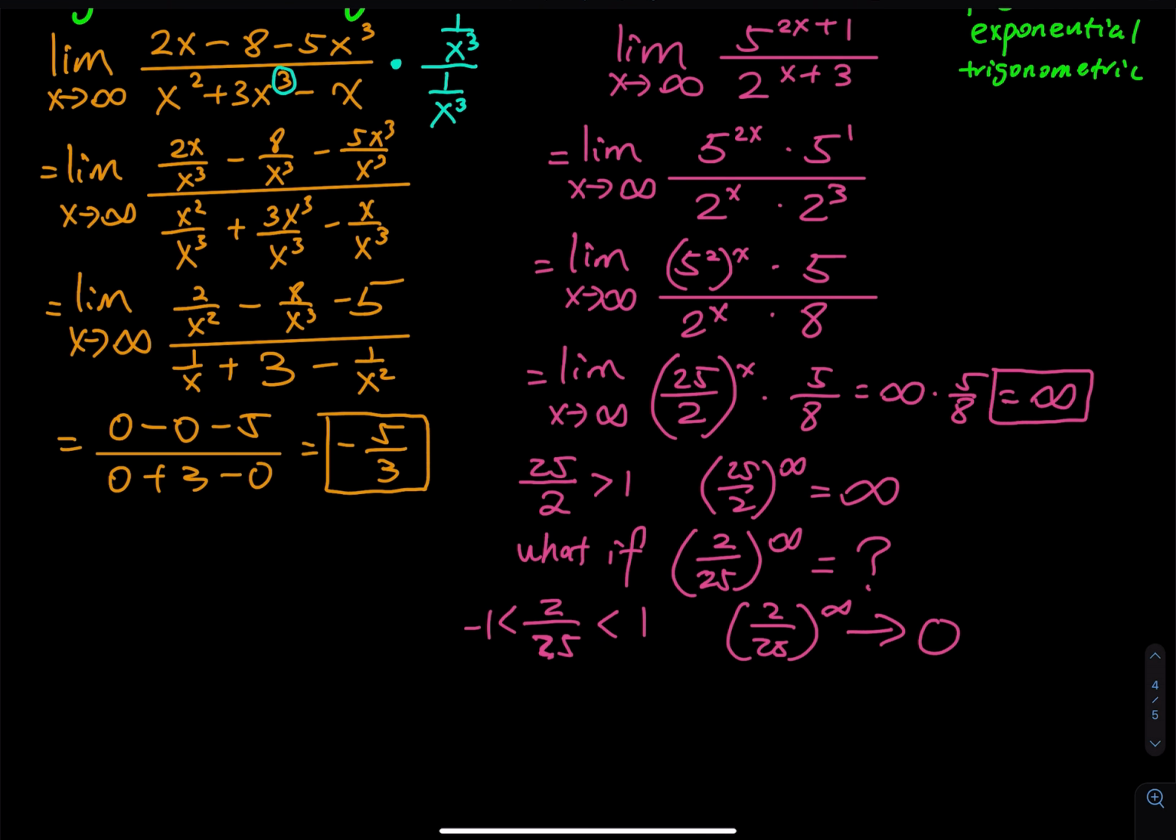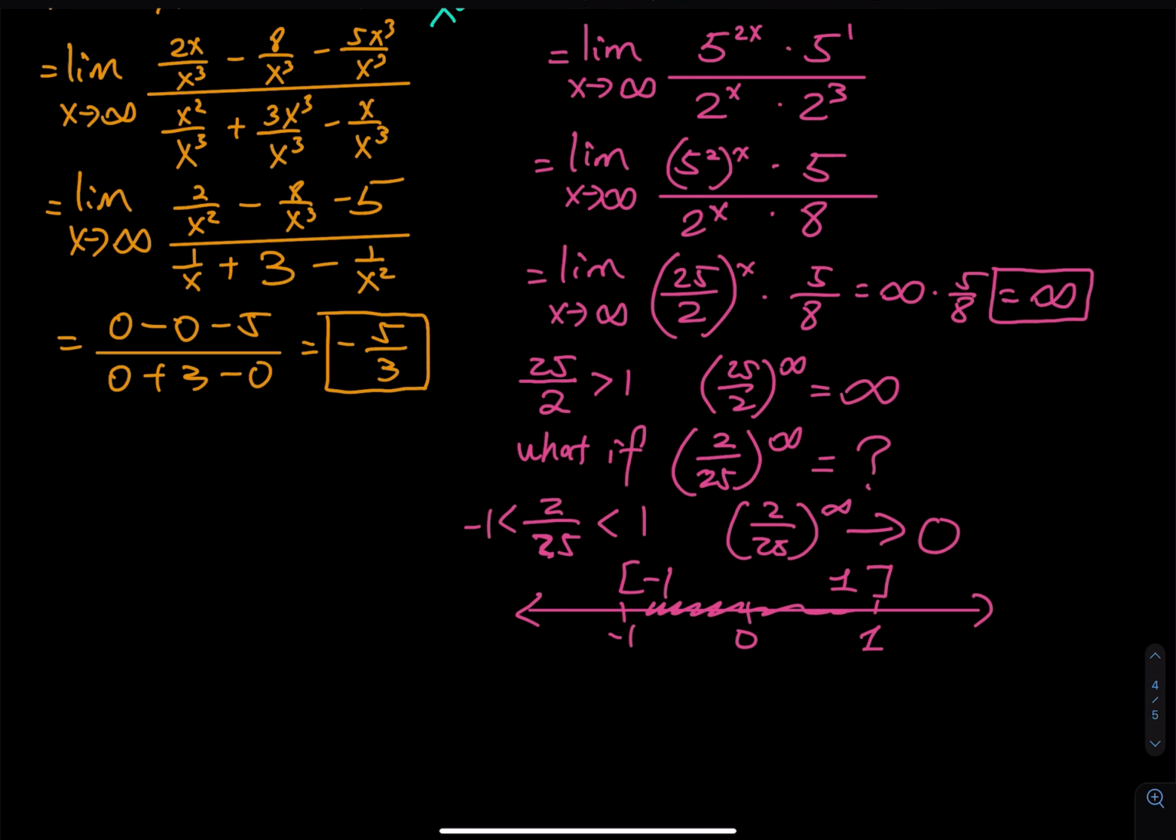So here is the picture. We have a 0, and then a negative 1 and a 1. You pick any number between negative 1 and 1, right here between them. You raise that to the infinity power, you will get a 0. If that number is outside of this interval, then you will get an infinity.